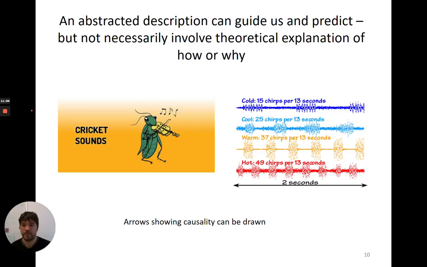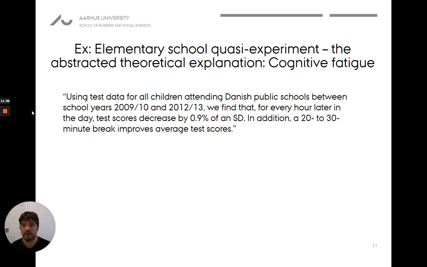So we can have a description that can even predict. We could predict the number of sounds a cricket is going to make, but we don't know why. We don't have a theoretical explanation except, well, temperature seems to play a role. But we don't have the how or why explanations. This is just to point out that we can actually have descriptions of stuff that even involve some kind of prediction, but still doesn't get to the how or the why. I'll get a little bit more back to prediction in a little while.